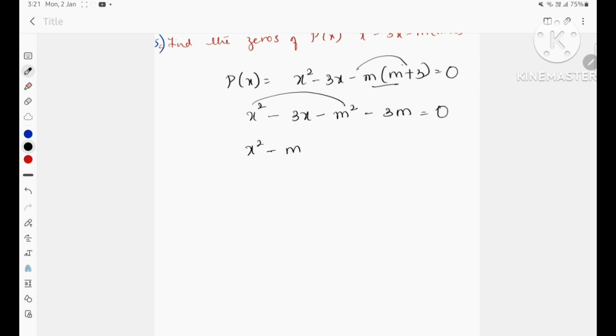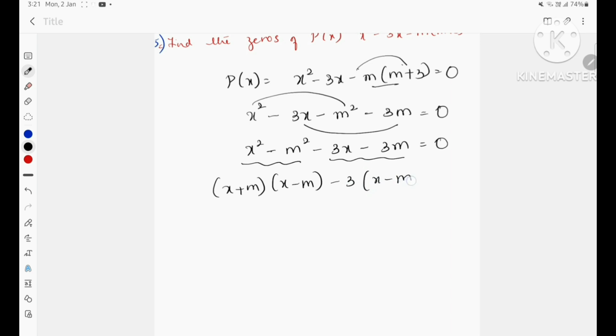So after simplifying, x square minus m square minus 3x minus 3m. So after arranging, you get x square minus m square minus 3x minus 3m. Then if you expand x square minus m square, that is in the form of a plus b into a minus b, you get x plus m into x minus m and minus 3 into x plus m. If you take 3 as a common out, then we get the expression as x plus m, which is common, and then x minus m minus 3, which is equal to 0.